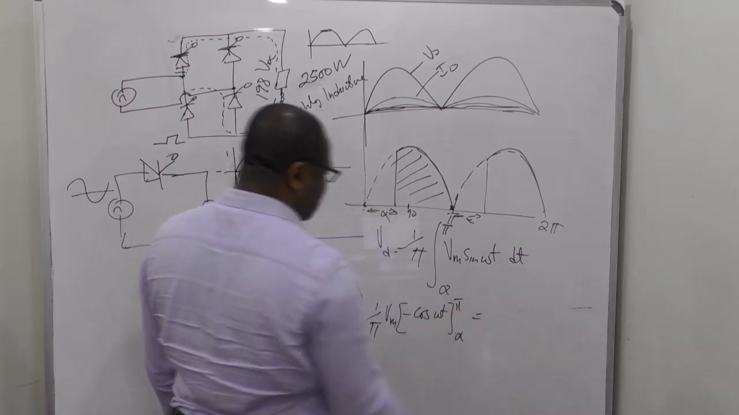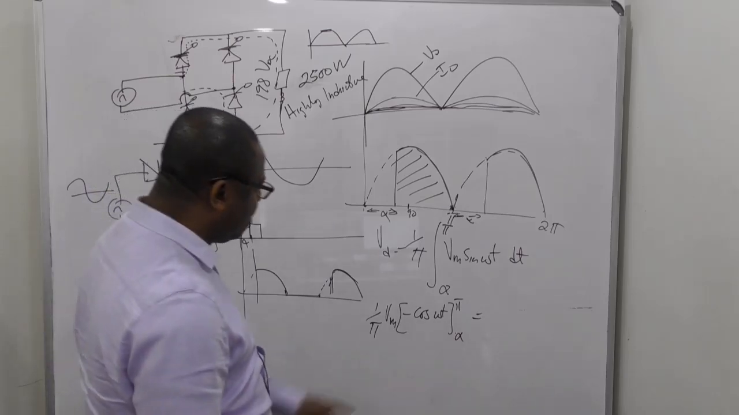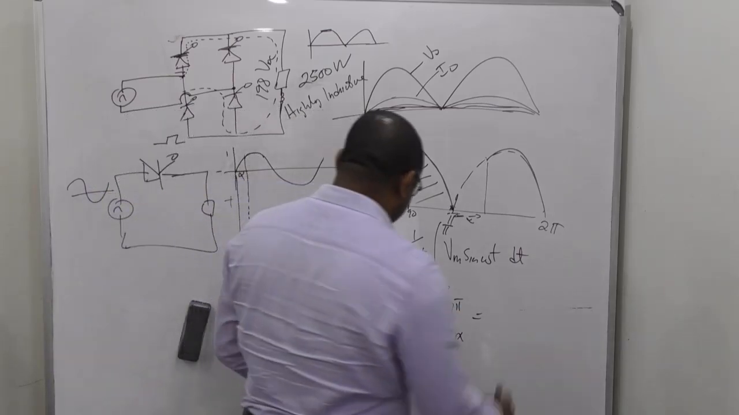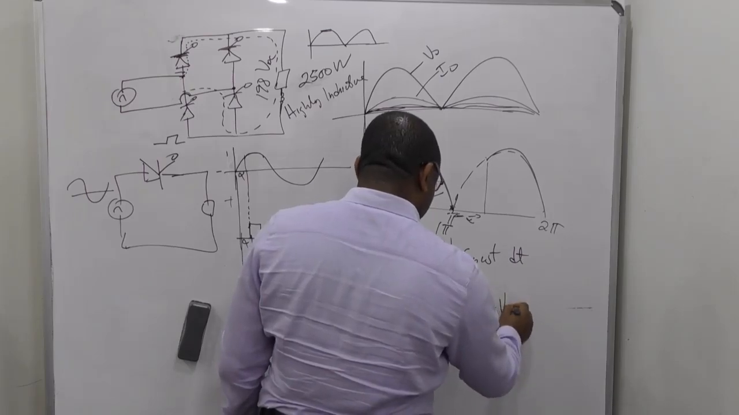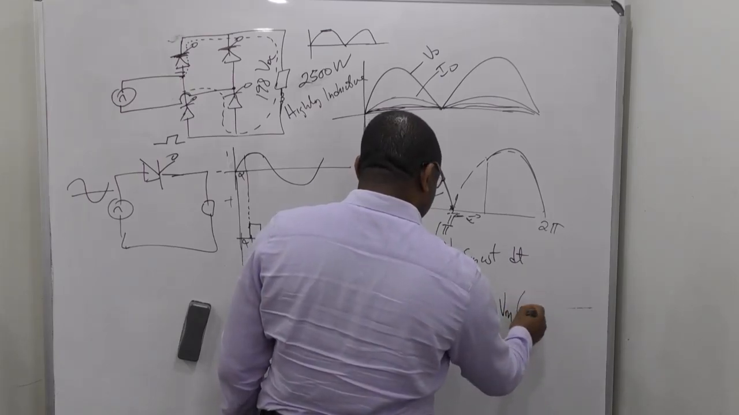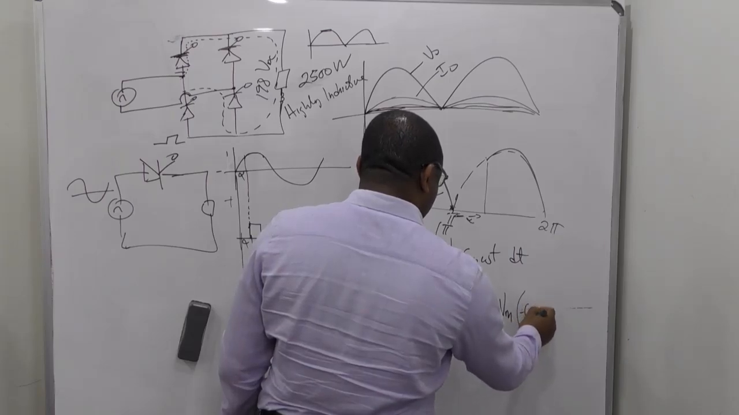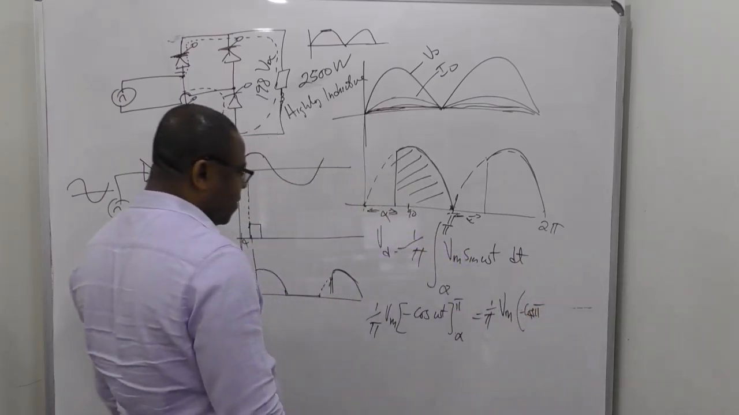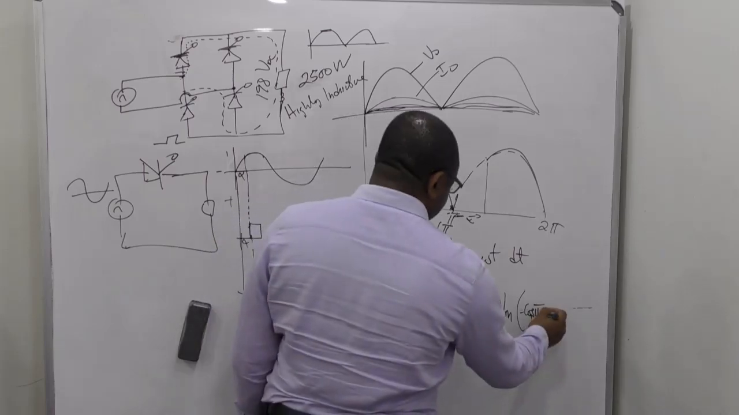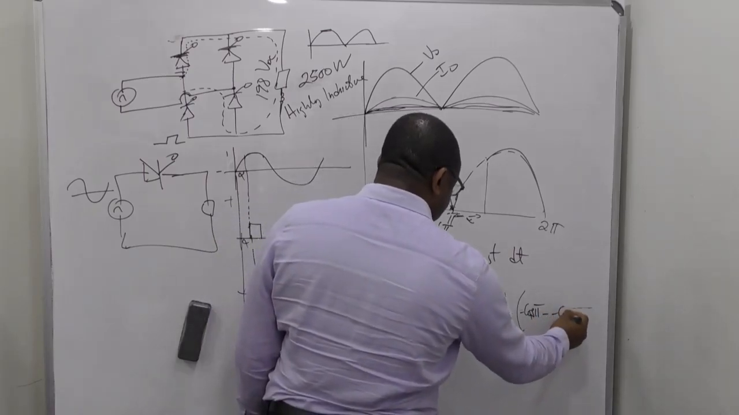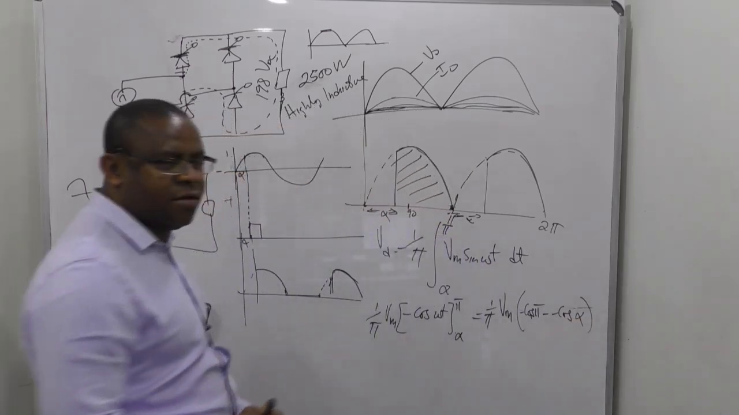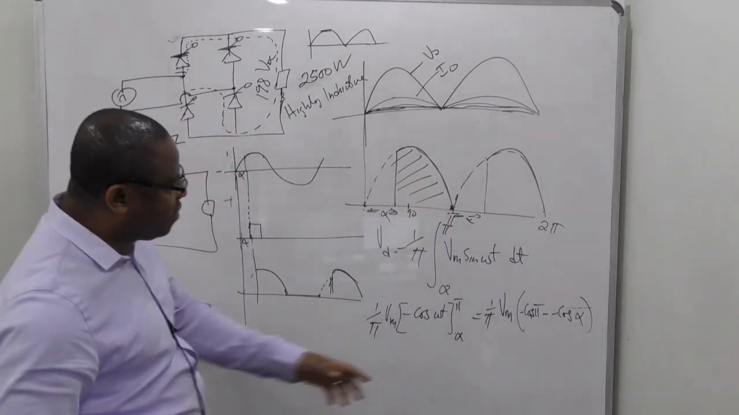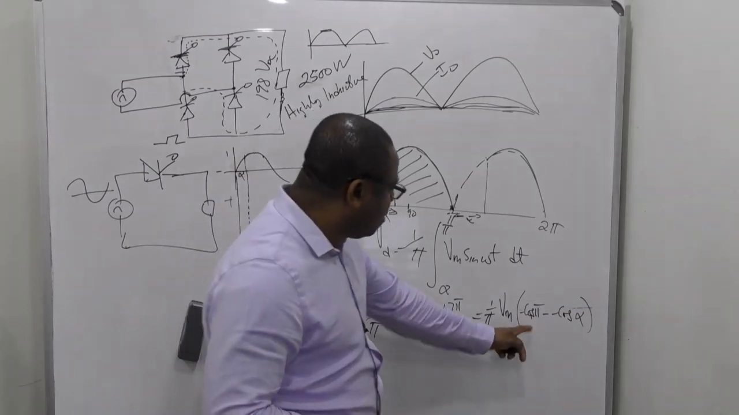So you can easily evaluate by putting these values in. You have 1 over pi Vm times minus cos pi minus minus cos alpha. Did you get that? And what is cos pi?